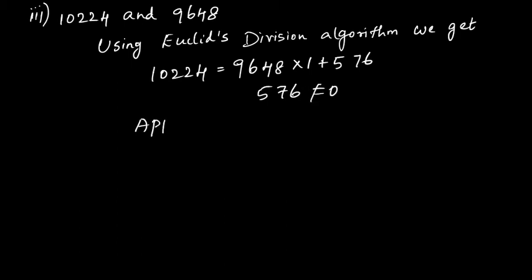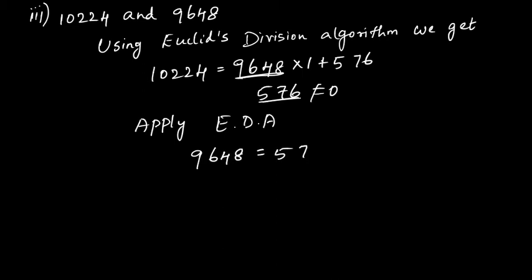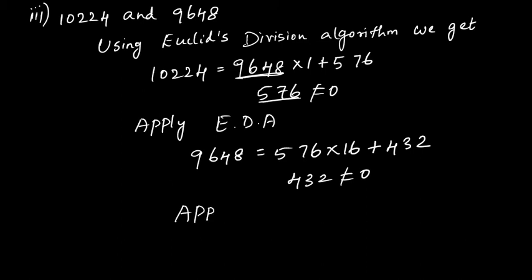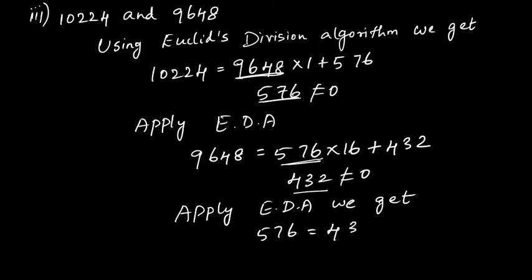So apply Euclid's division algorithm, we get, so write 9648 in terms of 576. So 9648 is equal to 576 16 times and you get a remainder 432. Clearly the remainder is not equal to 0. So again apply Euclid's division algorithm. So we get, so write 576 in terms of 432. So 576 is equal to 432 one time and you get a remainder 144. Again the remainder value is not equal to 0.